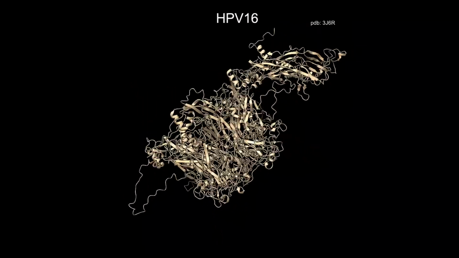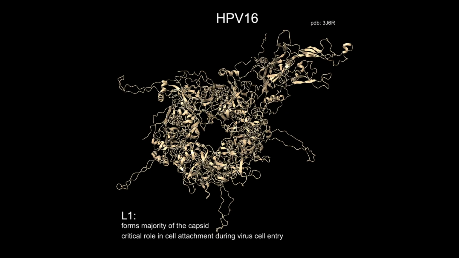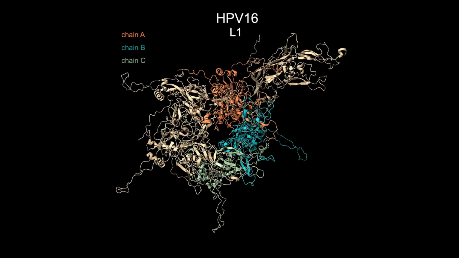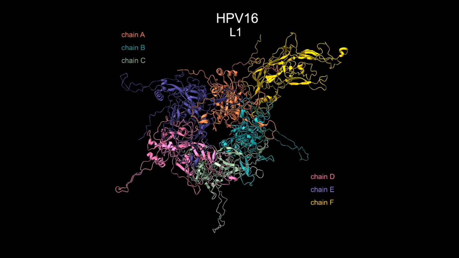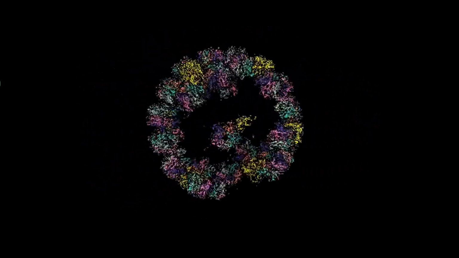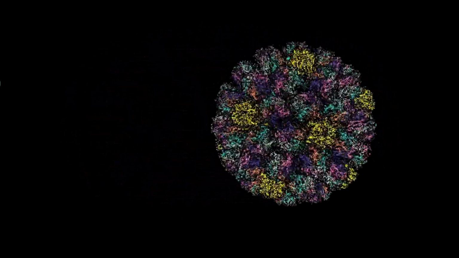HPV-16 has two virally encoded structural proteins, the L1 major capsid protein and the L2 minor capsid protein. Here we see the asymmetric unit of HPV-16 L1, which is the smallest part of a crystal structure to which symmetry can be applied in order to generate the complete virus. This asymmetric unit assembles to form an icosahedral virus with various symmetry. There are 360 copies of the L1 capsid protein in the papillomavirus.